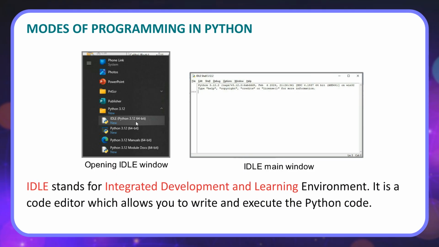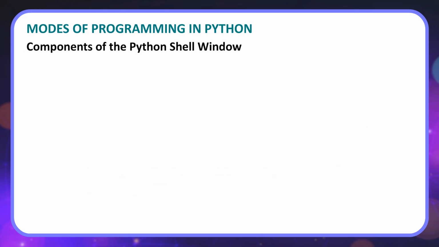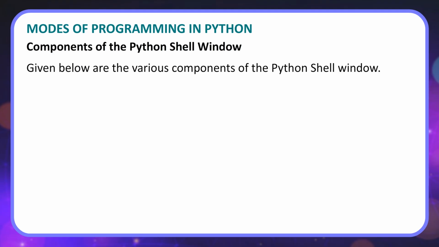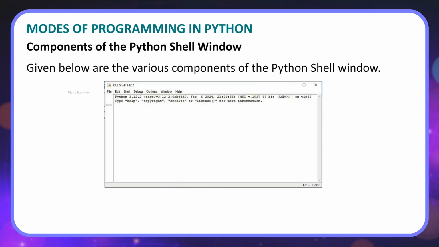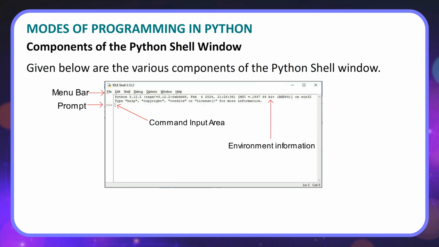IDLE stands for Integrated Development and Learning Environment. It is a code editor which allows you to write and execute the Python code. Components of the Python shell window. Given below are the various components of the Python shell window. Menu bar. Prompt. Command input area.